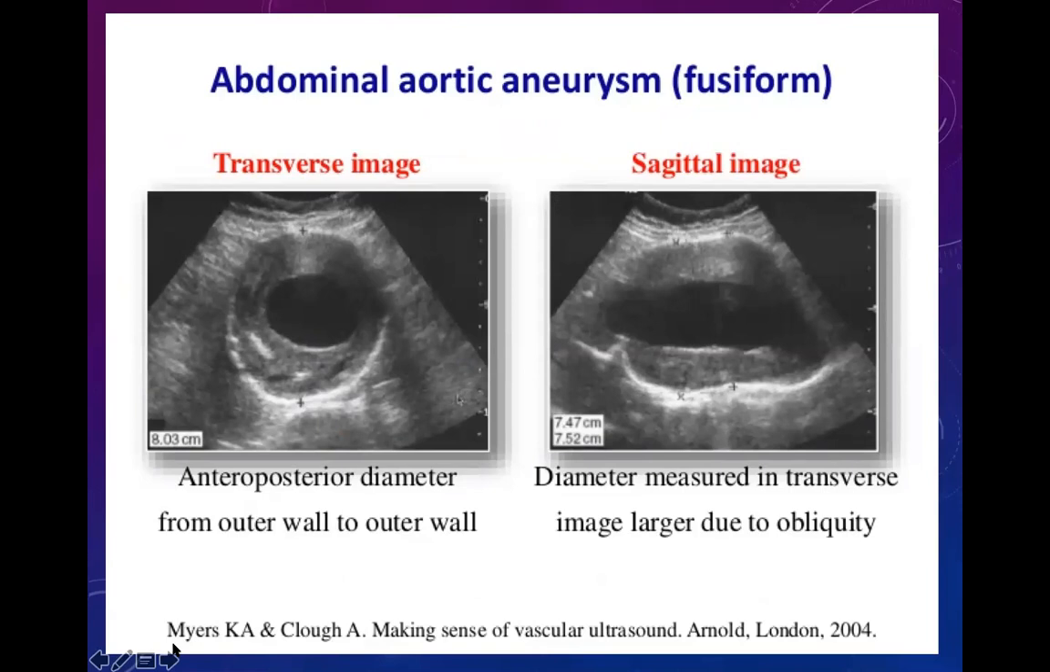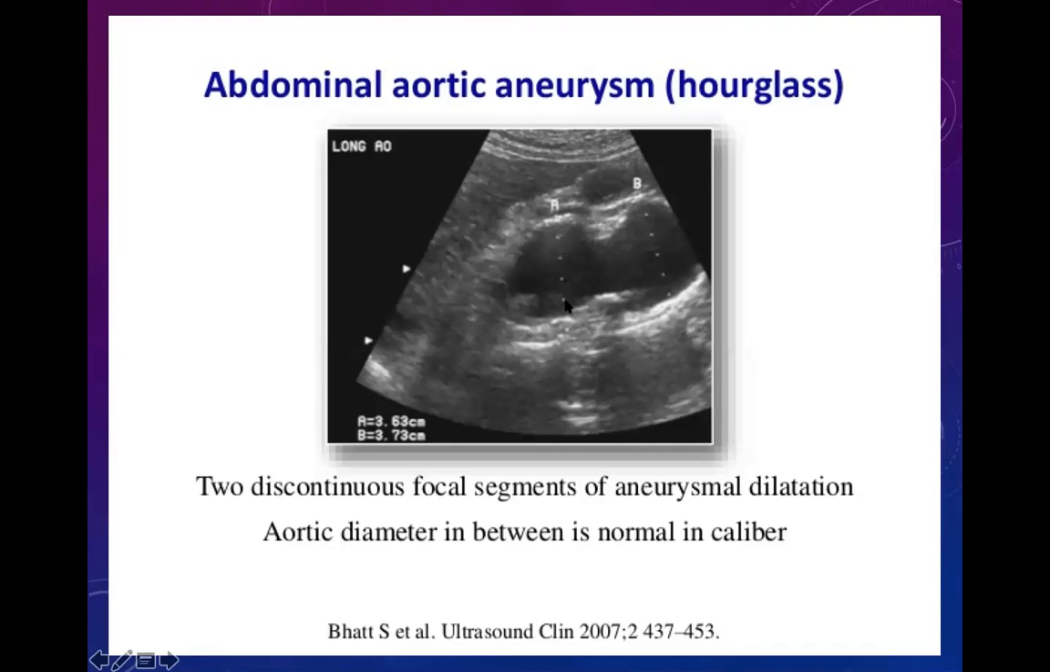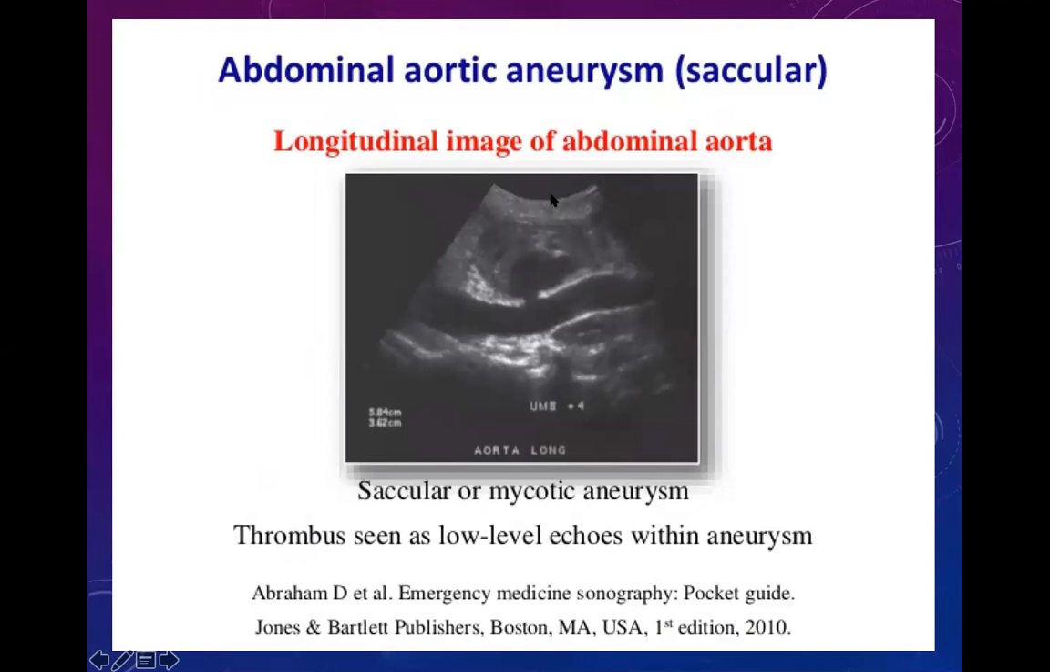So this is the hourglass aneurysm. Just to complete the findings that you can have, there are two discontinuous focal segments of aneurysmal dilatation. Aortic diameter in between is normal. So this is an hourglass dilatation. This is a saccular aneurysm in which you see a longitudinal image of the abdominal aorta. This is the aorta. And this is a saccular or mycotic aneurysm. And thrombus is seen as low level echoes within the aneurysm.